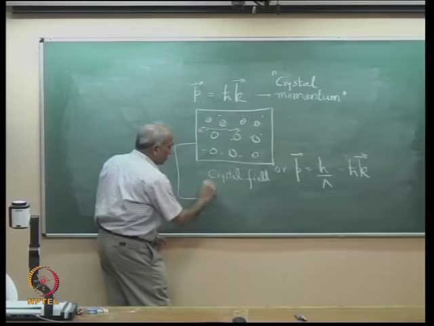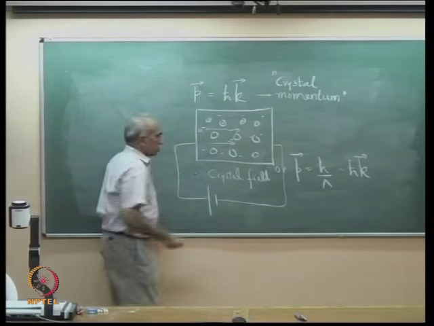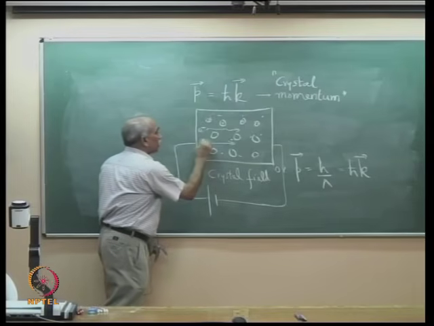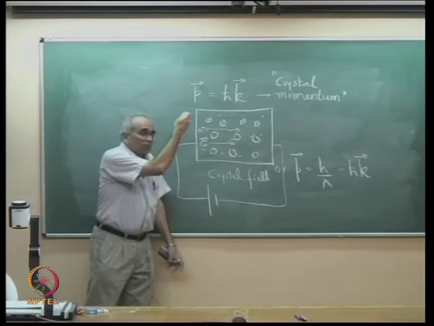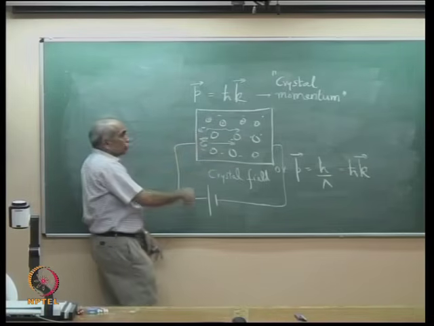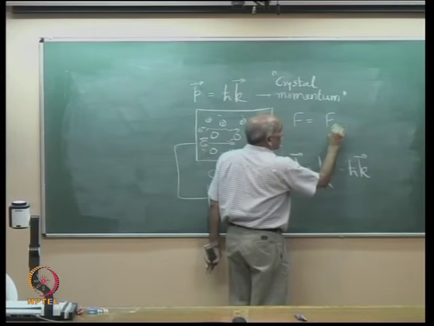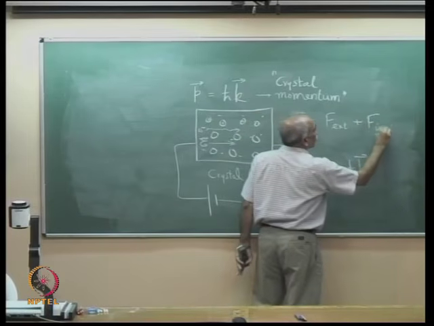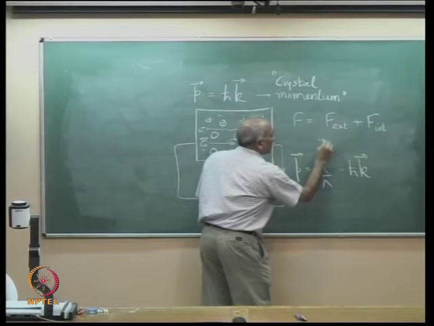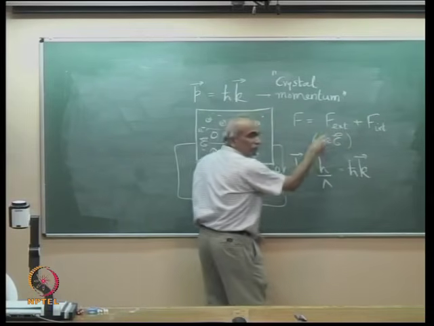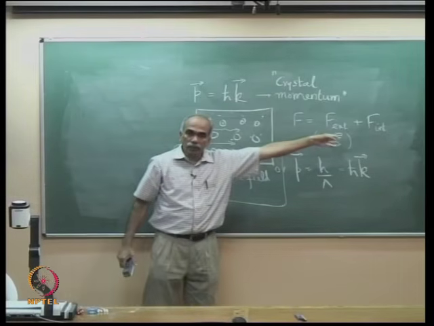If you apply an electric field to this, the electron starts moving. This is an external electric field. Please see, there is an internal electric field, and the electron has to move in the presence of both an internal field and an external field. So the net force on the electron will be due to F external plus F internal. F external is because of the applied electric field E, so the force is charge into E, minus e into E.